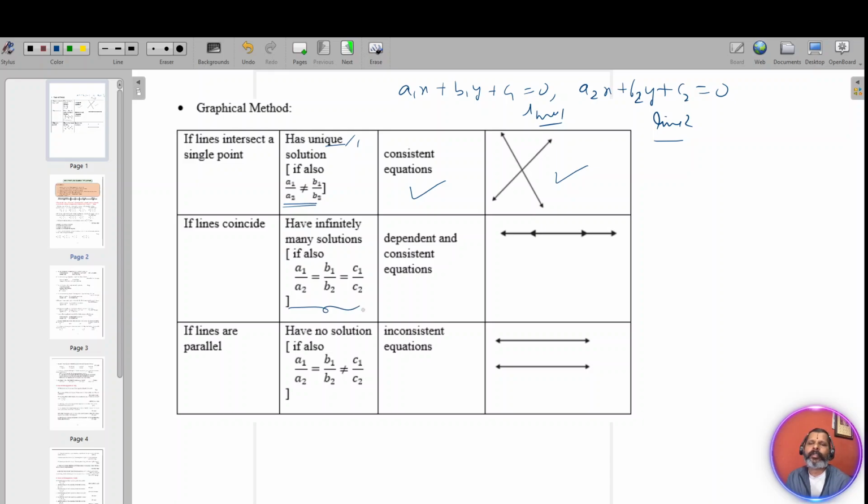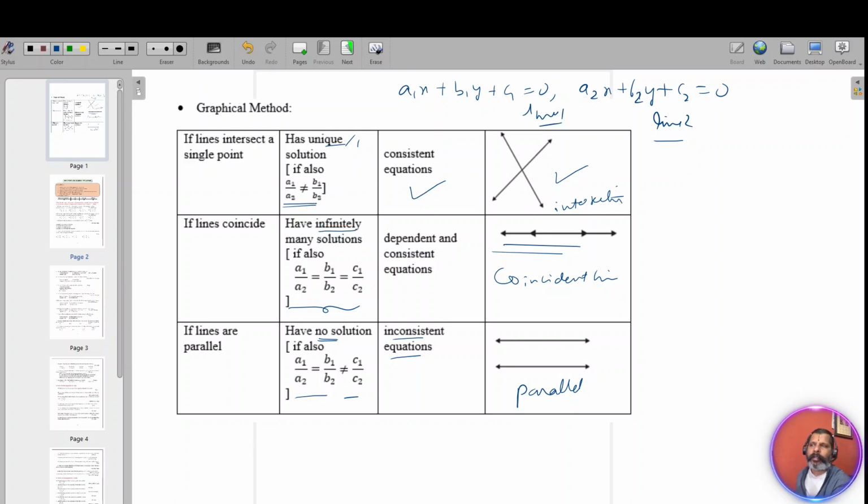If all the three ratios are equal, then they will have infinitely many solutions. They are coincident lines. These are intersecting lines. When the first two ratios are equal but not equal to the third ratio, then they are inconsistent equations. They are parallel lines, and they have no solution.